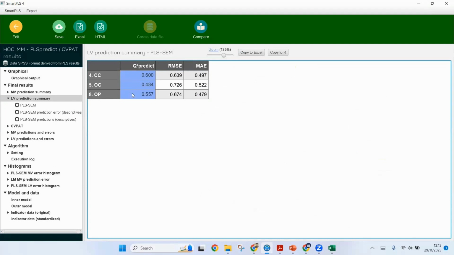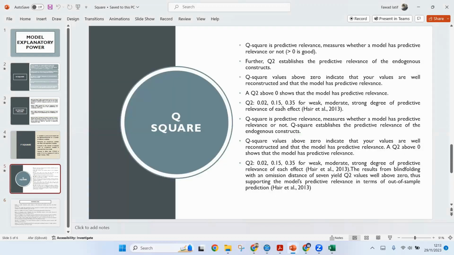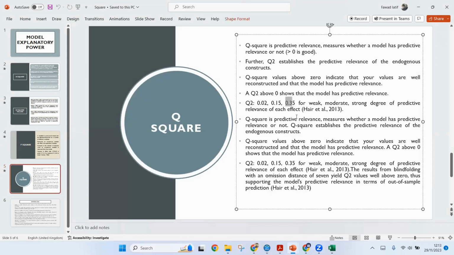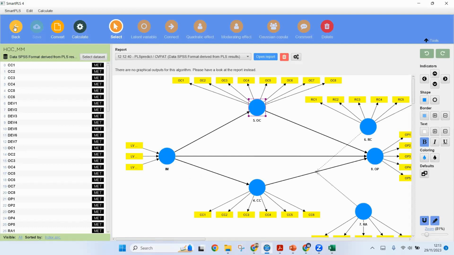The predictive relevance for CC is 0.60, for OC 0.48, for OP 0.55. So these are strong, substantially relevant. The predictors in the model are strongly relevant because all your values are over 0.35. So this model that you have designed is a well thought of model, because the predictors that you have chosen show that they are strongly relevant in explaining organizational performance, or in getting this particular outcome.